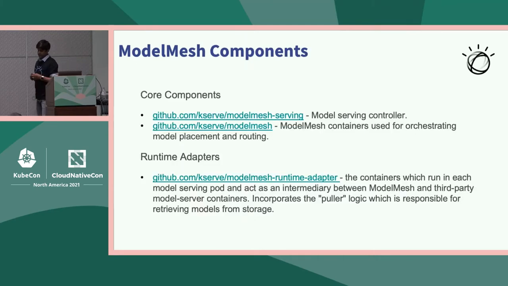When we look at the Model Mesh GitHub repository, there is the Model Mesh serving, which is the Kubernetes controller for admitting your models and reconciling them. Then there is Model Mesh itself, which has all the logic and the intelligence to place and route requests to your models. And then the runtime adapters, which are serving many functions. For example, they are responsible for pulling your models from storage and presenting them to the runtime, whether it's the Triton inference server from NVIDIA or TorchServe from PyTorch. They present the model in the format in which the model server expects.